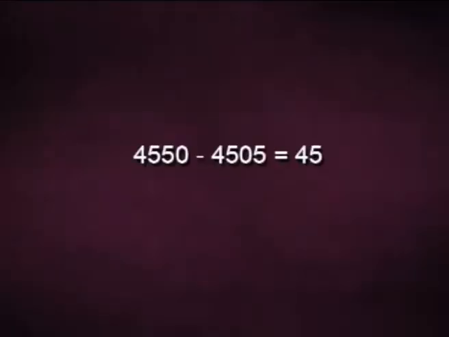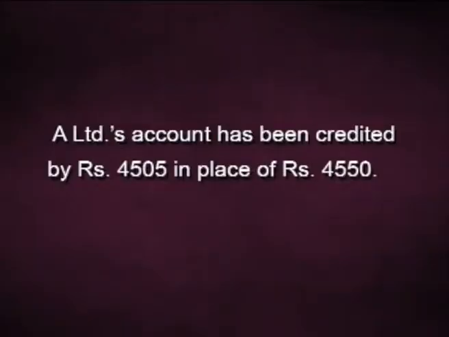It is as good as undercasting of A Limited's account on credit side by rupees 45. That is the difference of 4,550 and 4,505. Putting it simpler, A Limited's account has been credited by rupees 4,505 in place of rupees 4,550.